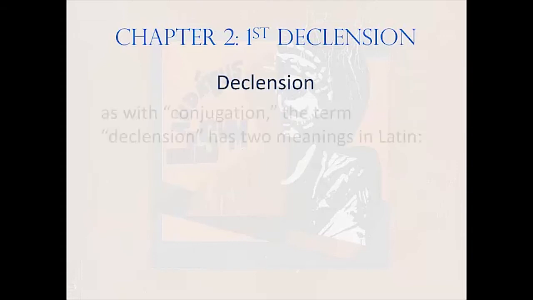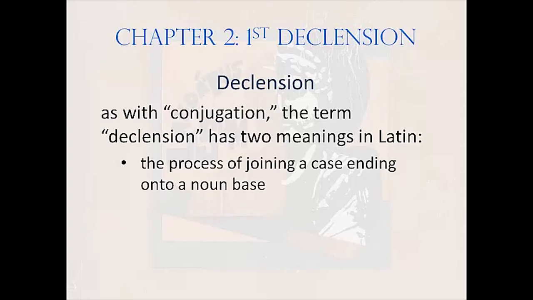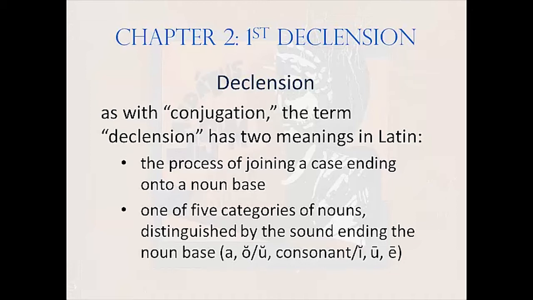Declension. As with conjugation, the term declension has 2 meanings in Latin. It means, first, the process of joining a case ending onto a noun base. Second, it is a term used to refer to one of the 5 categories of nouns distinguished by the sound ending the noun base: A, short O or short U, a consonant or short I, long U, long E.